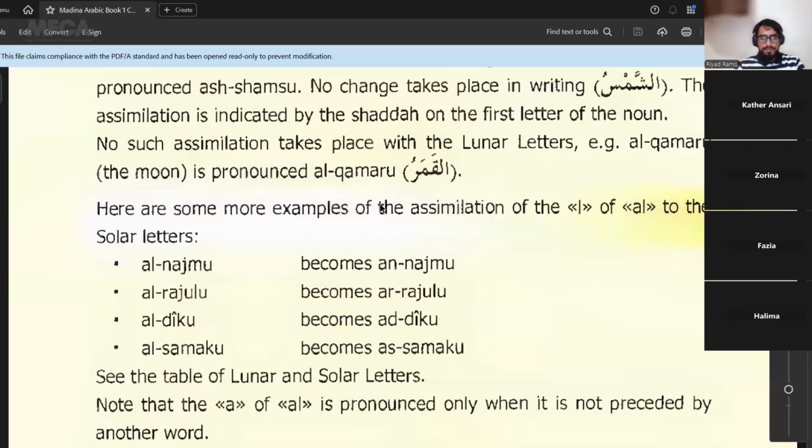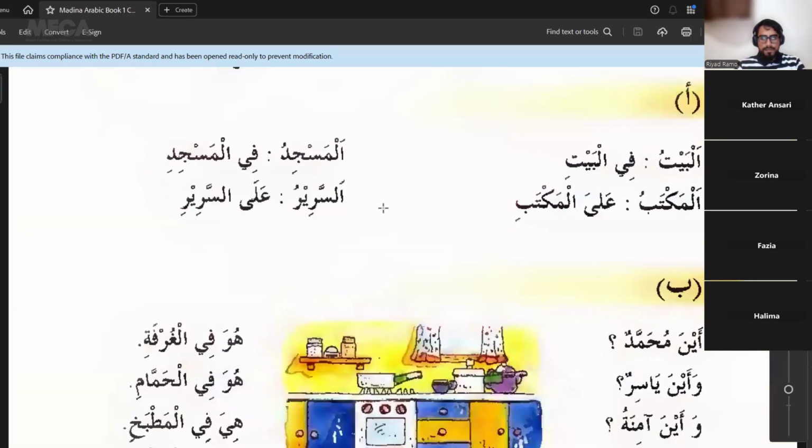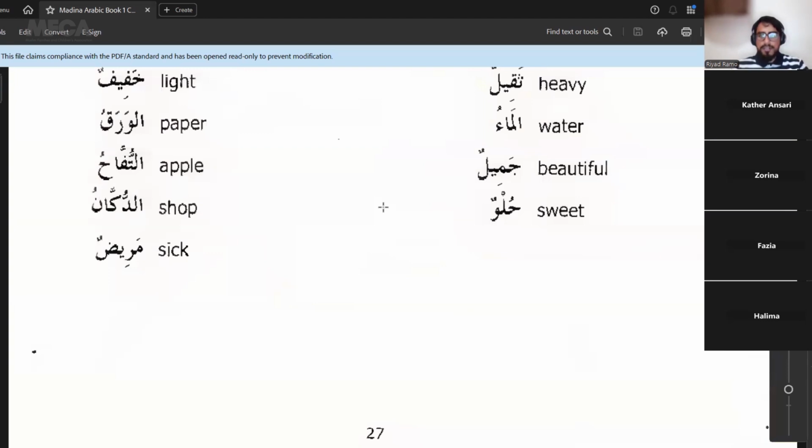Is my connection good? Yeah, it's good. Okay, good. Oh, now it's brighter now.